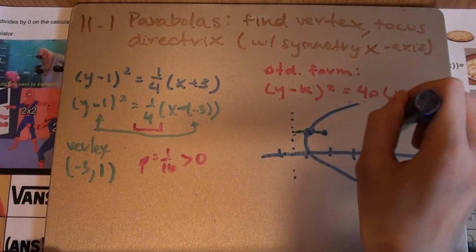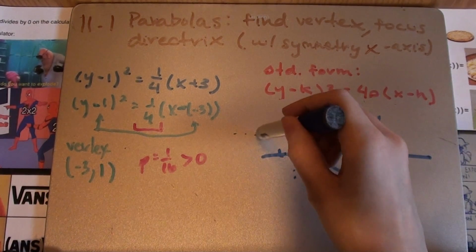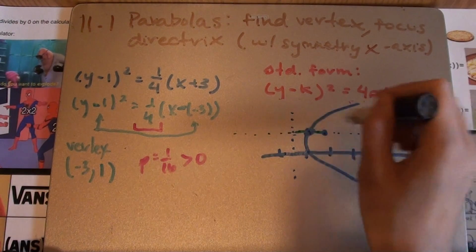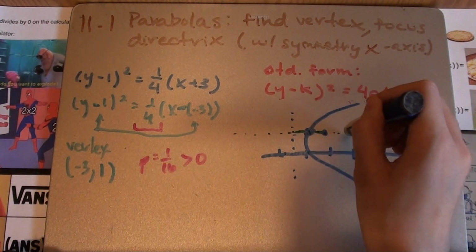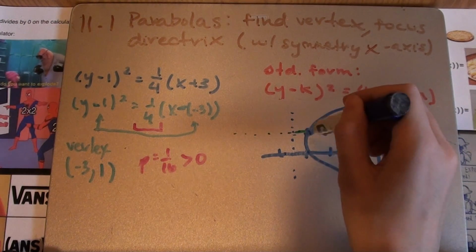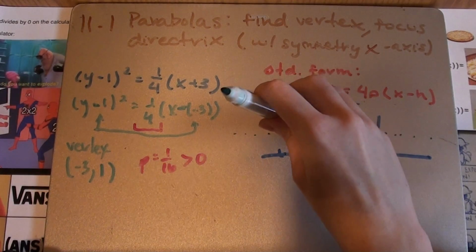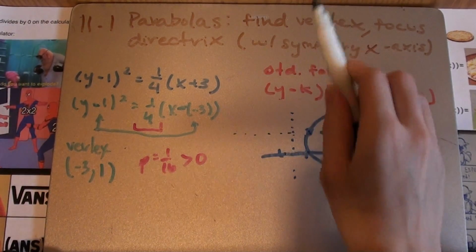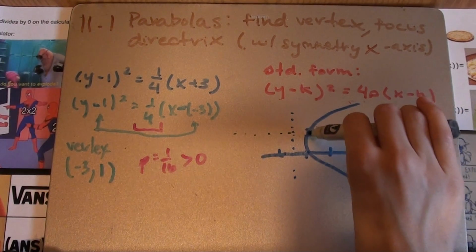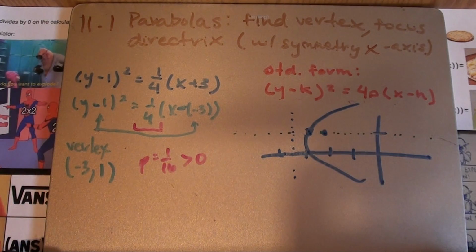So notice our y coordinate doesn't change. We're on the line y equals 1. This is all the same, y equals 1. The only thing that's going to be changing between our directrix and our focus and our vertex is just the x value, where it lies on the x axis. From our vertex, we're moving 1/16 in, and we're moving 1/16 out.